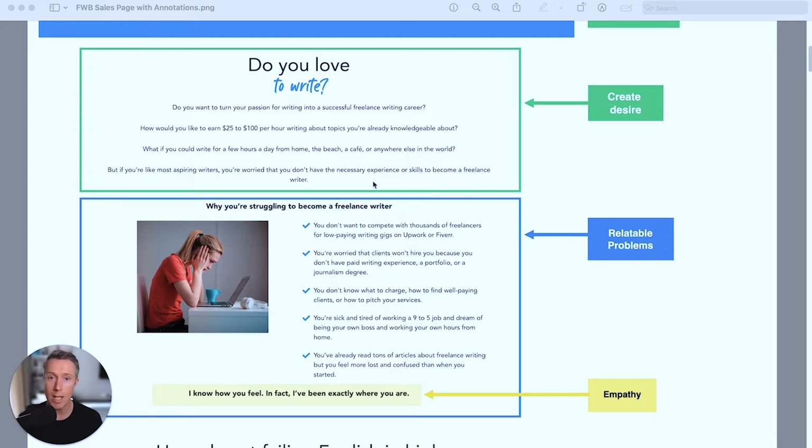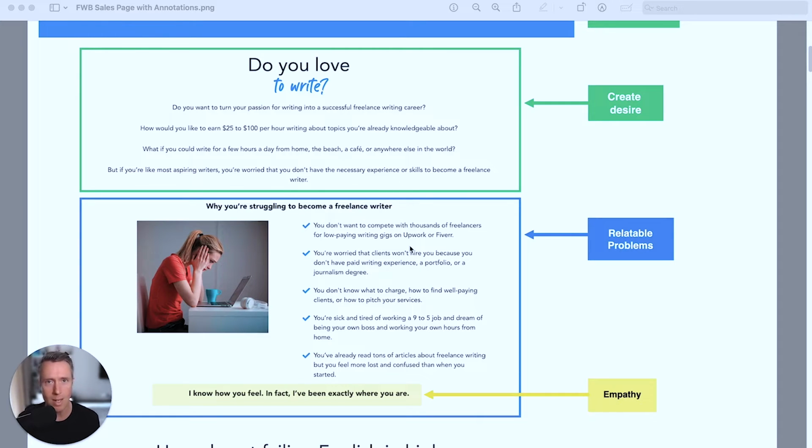Then I transition into the next section, which is talking about relatable problems. Problems I know they're going through that I can relate to as well. So I know these are problems they've experienced that they feel are stopping them from achieving those core desires, like starting a freelance writing career, making money writing, traveling the world. These are the things that are holding them back. And I know this because I've done my research.